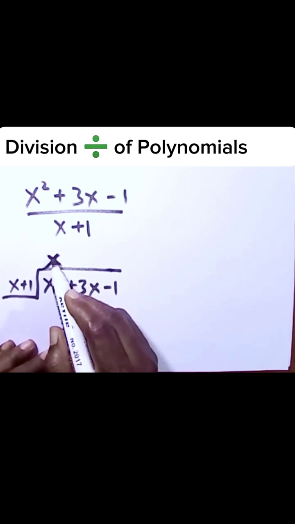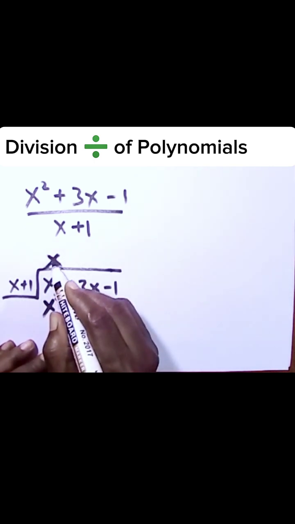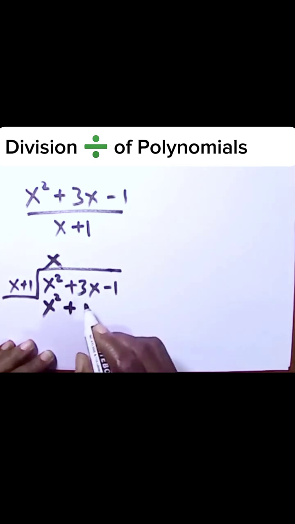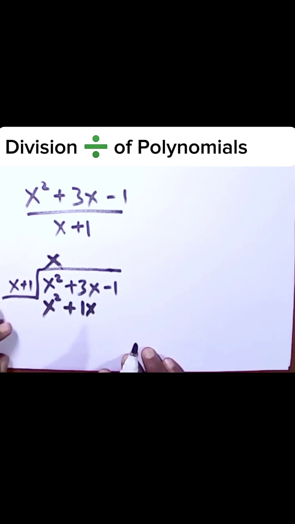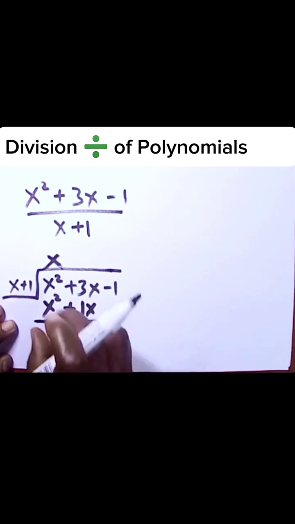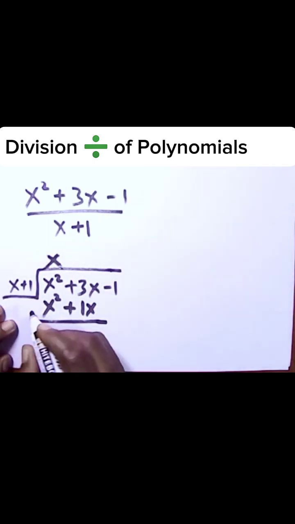Then you come and multiply this x by this x. So you get x squared, and then you also multiply this x by this plus 1. So that will give you plus 1x. Trying to make it as easy as possible. So what are you going to do here? You will subtract the lower expression from the upper expression.